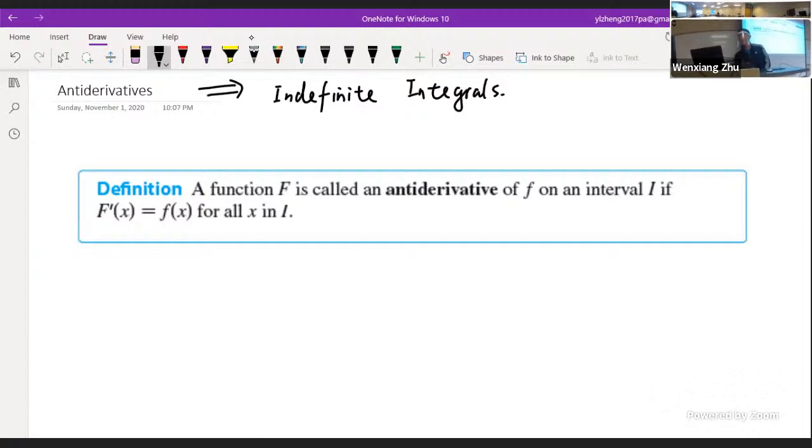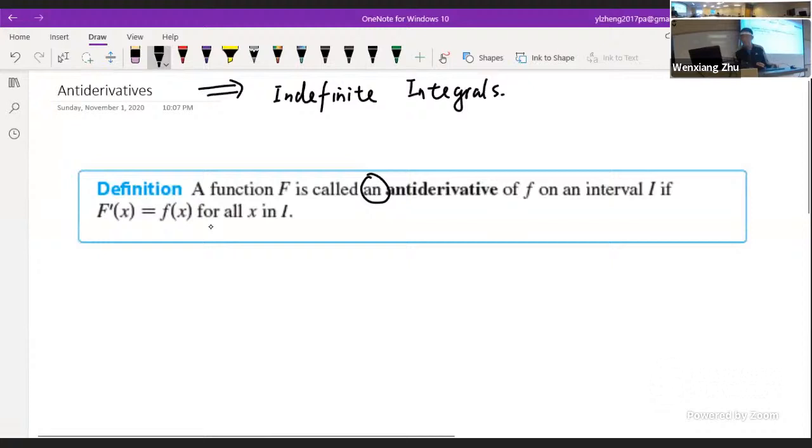A function F is called an antiderivative. When you say an antiderivative, you don't say the antiderivative, because that means there are many antiderivatives. So a function capital F is called an antiderivative of little f on a certain interval, which we call I, if the derivative of capital F is equal to little f for all x in I. So basically you have this relationship.